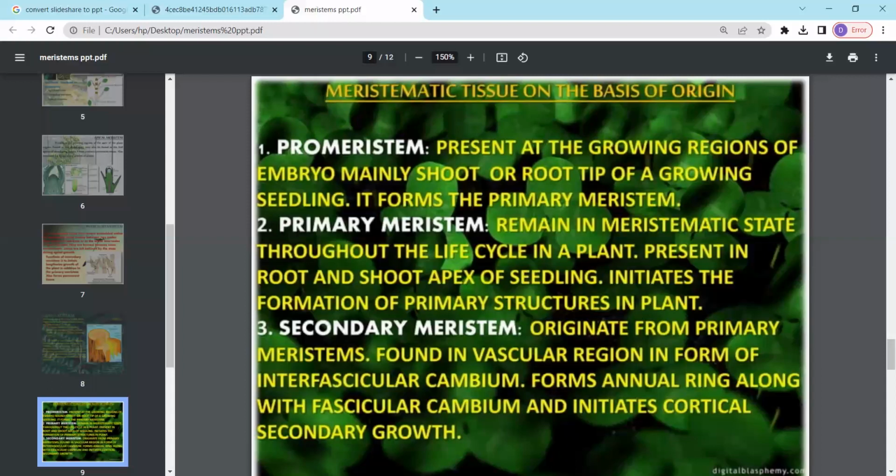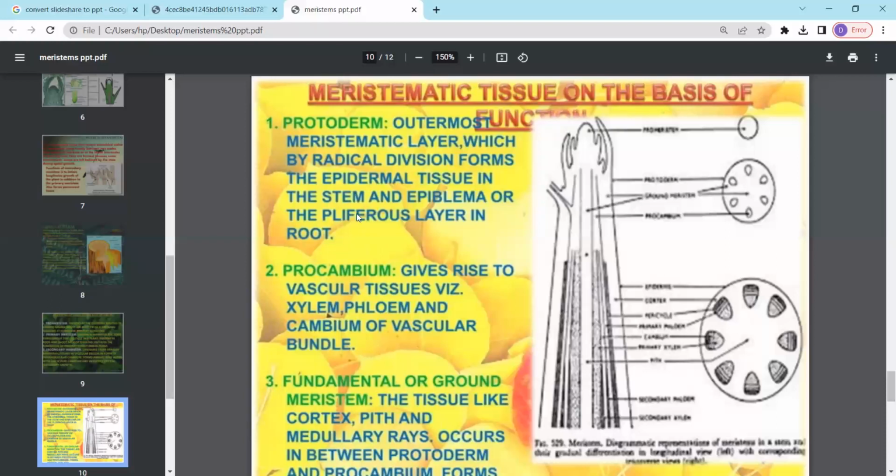So another classification is based on the function. The meristematic tissues, on the basis of function, are protoderm, procambium, and fundamental or ground meristem.